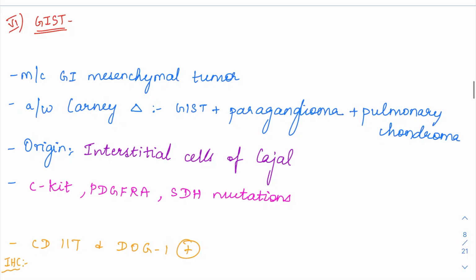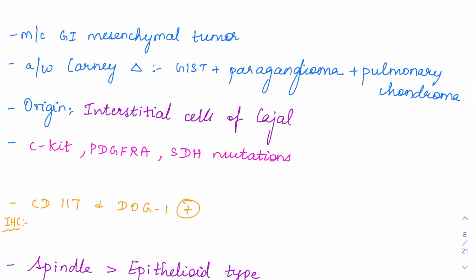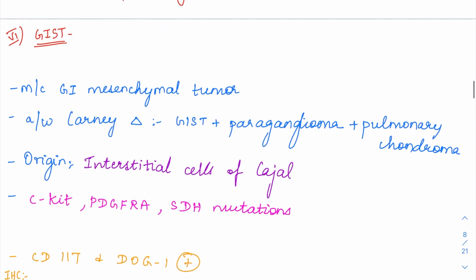So next tumor will be GIST, which is gastrointestinal stromal tumor. Stromal, in the sense, it is going to be a mesenchymal tumor, and GIST is the most common gastrointestinal mesenchymal tumor. Here it is going to be associated with Carney's triad. Carney's triad is a triad of GIST along with paragangliomas and pulmonary chondromas.